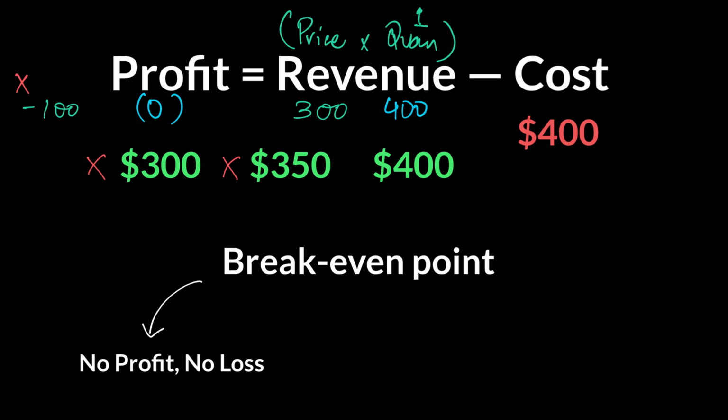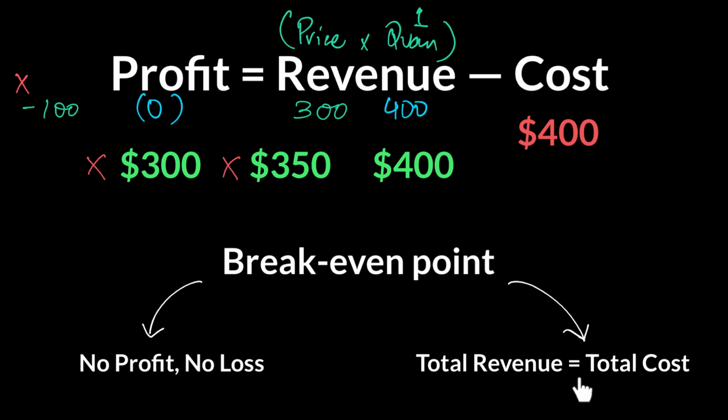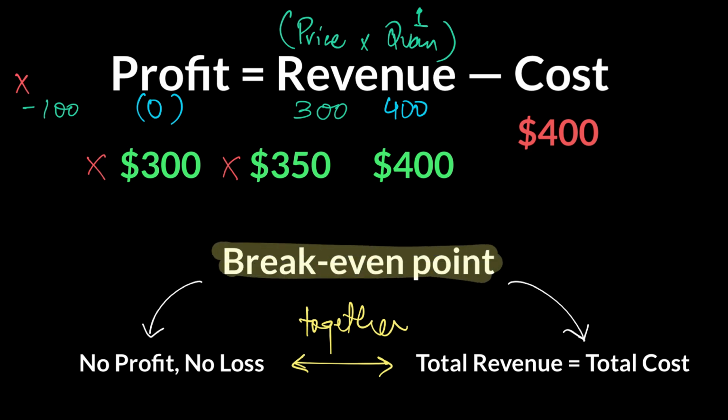Now, in order to explain break-even, you must include a second point with it. And that says that this will occur at the point where your total revenue is equal to your total cost. Once again, these 2 points must be explained together. One leads to the other, right? We get to the point where revenue equals cost, and that's where you're neither making a profit nor making a loss. Together, this is known as the break-even point.